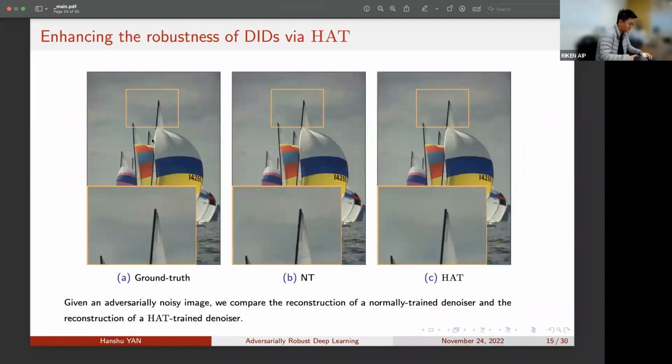Here are some visual results. We normally train a common denoiser to remove common noise like Gaussian, and we also use the hybrid adversarial training, HAT, to train a denoiser. Here A is the ground truth, and when we deal with the adversarial noisy image, the normally trained one shows us some artifacts in the sky, but for the HAT-trained one, the reconstruction image is quite clean.